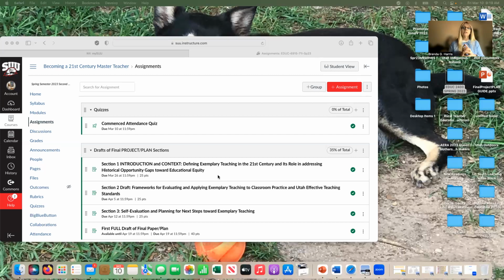We want to explore what is exemplary teaching. How do we know when we're seeing it or not seeing it? And then what makes exemplary teaching in the 21st century different than, say, exemplary teaching in the 20th century or the 19th century? Okay. So that's where we're headed.